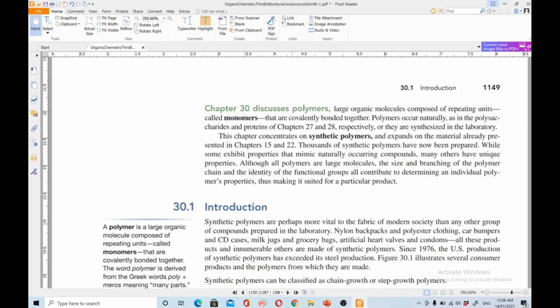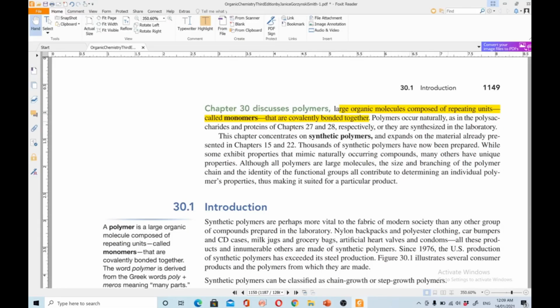So in this chapter we're discussing polymers. What are polymers? Polymers are large organic molecules composed of repeating units called monomers. This is how we define polymers. The word poly means many and mer means molecule, and these are large organic molecules composed of repeating units that we call monomers, where mono means one and mer means molecule, that are covalently bonded together. This is the definition of a polymer.